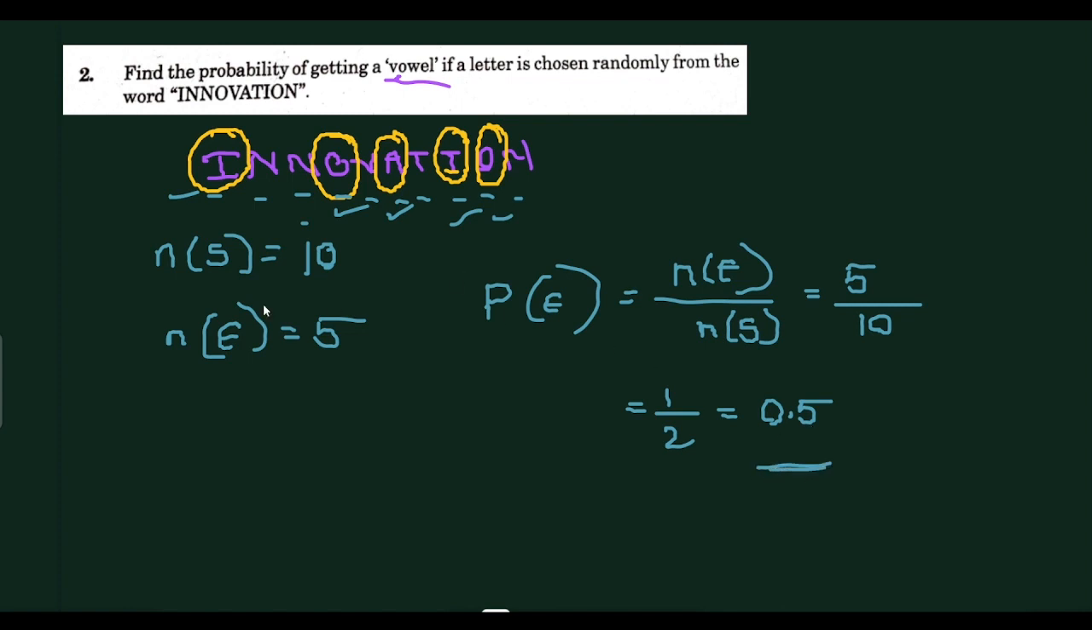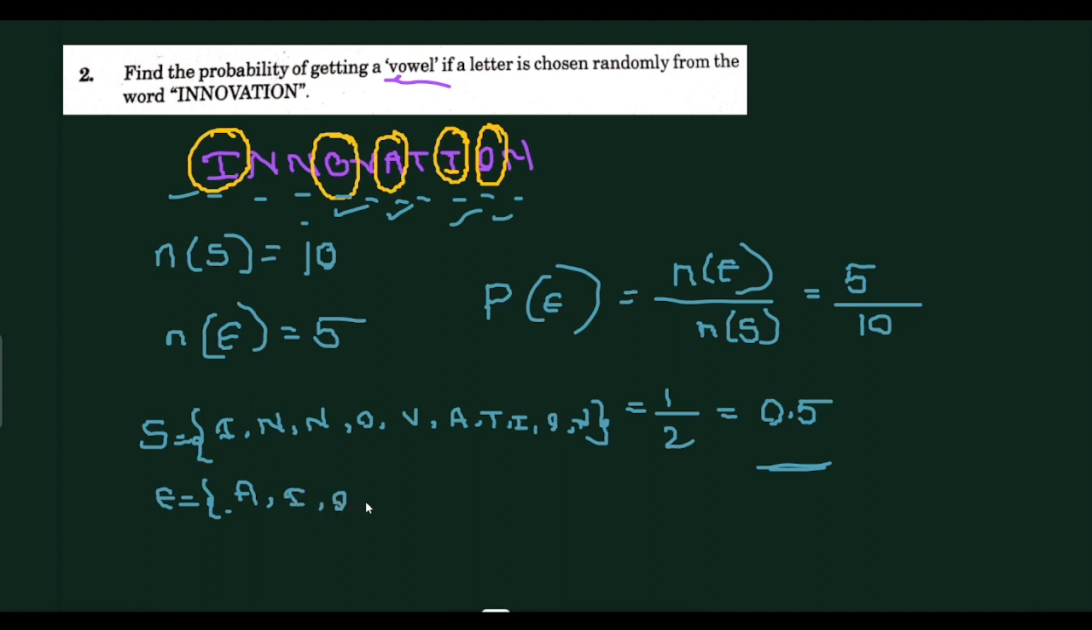If you want, you can write what S is. The sample set here is nothing but I, N, N, O, V, A, T, I, O, N. And the event set is nothing but A, I, O, where we have two I's and two O's. So first write these sample sets, then write the number of terms. So this is the probability of getting a vowel from the word innovation. For this you'll get again 2 marks.